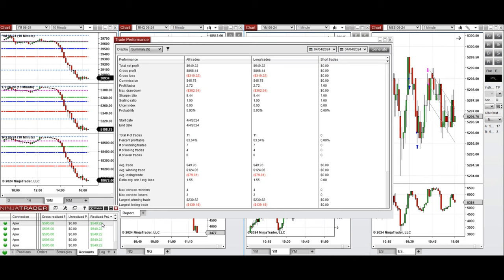And you see the performance on one of these accounts, which was positive, showing the profit factor of 2.72 with 63% win rate from all long positions taken, and average win to loss ratio of 1.55. The largest winning trade was $230, and the largest losing trade was $139.